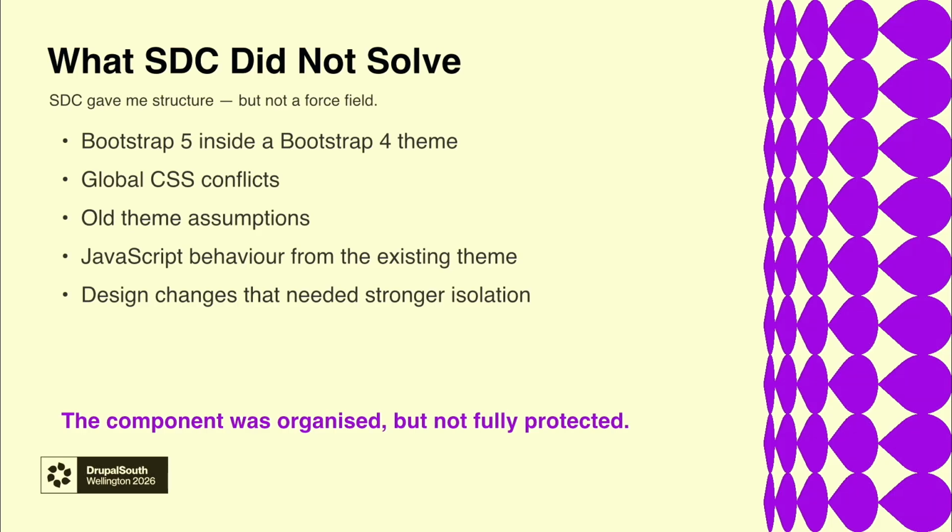So SDC gives the boundary and makes things easy to organize, but the component still lives inside the existing front-end environment. If the old theme had Bootstrap 4 styles, global CSS, or JavaScript assumptions for layout rules, the new components still have to deal with that environment. So SDC gives us structure, but not enough isolation. That's where web components became useful.